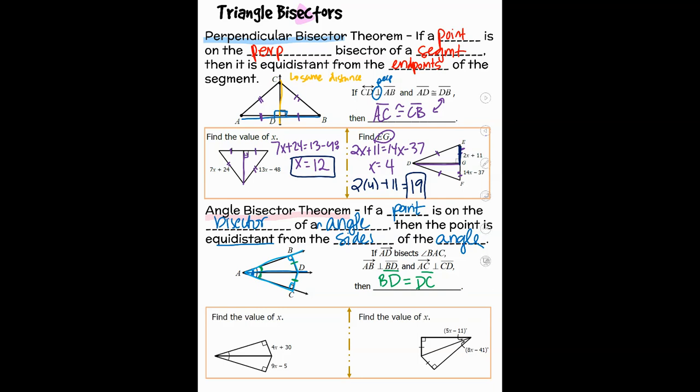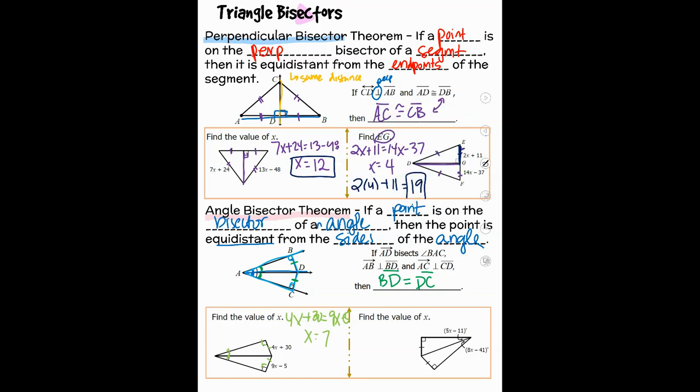So let's look at some examples. We have, find the value of x. We've got these two triangles put together. We have this angle being bisected. We've got our right angles being created because we have perpendicular lines. So that means that this equals this. So 4x plus 30 equals 9x minus 5. Solve for x. X is 7.